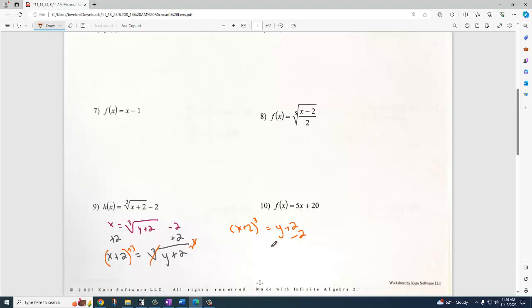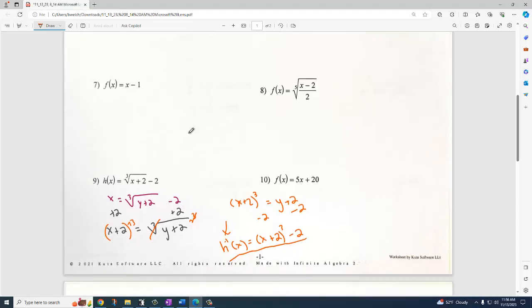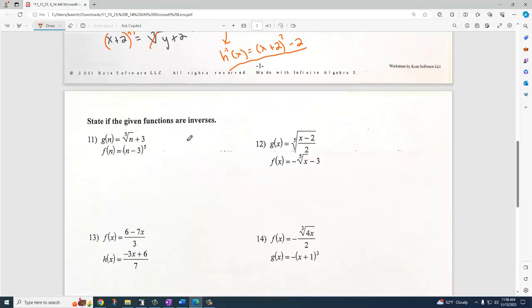And now all I have to do is minus 2 from both sides, and I can say that x plus 2 cubed minus 2 is h inverse of x. And there's my answer. Okay? So that's a little notation that we label at the end. The process is about all the other stuff. That's just a label when we put that negative 1 exponent there. It's just to communicate that we have inverses.